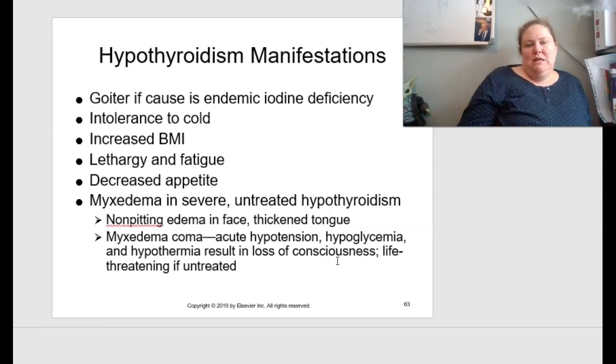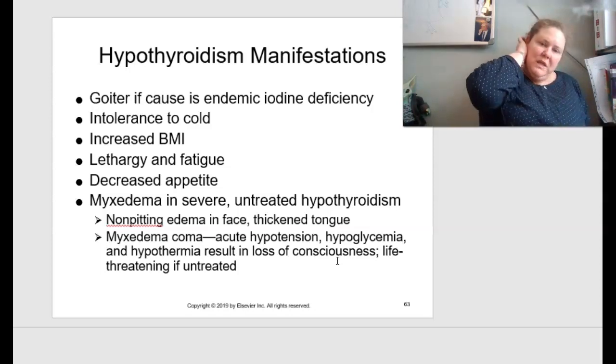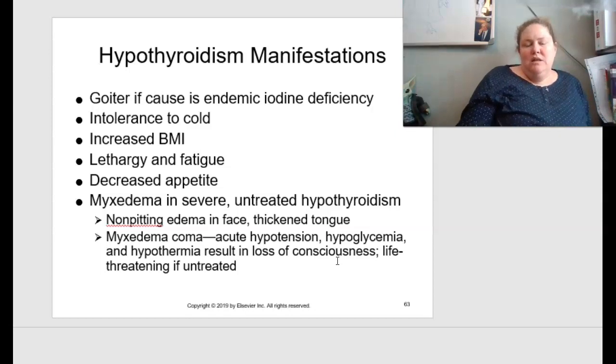And so this would be like non-pitting edema in the face, and you can have a thickened tongue, or you can have a myxedema coma, and this would be where you have acute hypotension, hypoglycemia, and hypothermia. So low blood pressure, low sugar, low temperature that can result in the loss of consciousness. And again, this can be very life-threatening if it's left untreated.